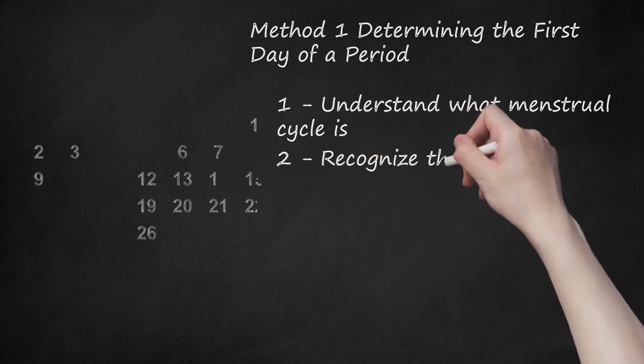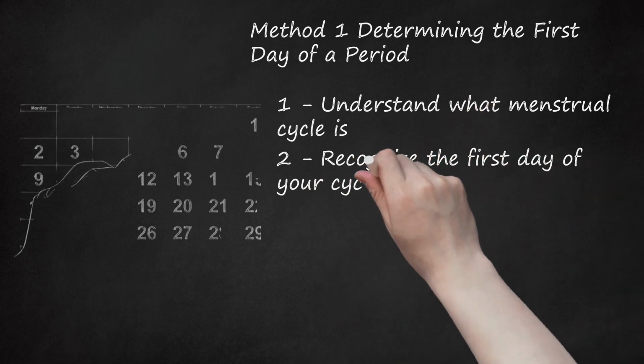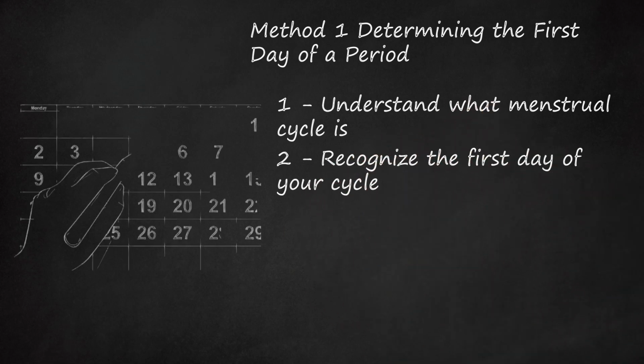2. Recognize the first day of your cycle. Understanding the days of your cycle empowers you to make decisions about your health and family planning. To begin determining the first day of your period and the length of your cycle, start by numbering the days of your cycle from the first day of your period. Day 1 of your cycle occurs with the start of your period. Thus, mark your calendar with an X on the day your period starts.